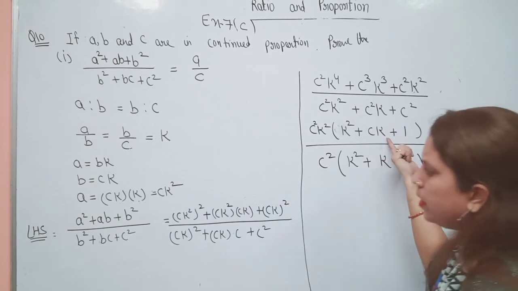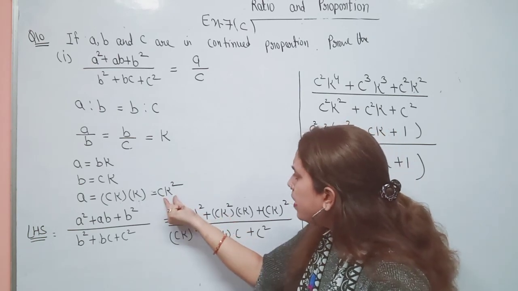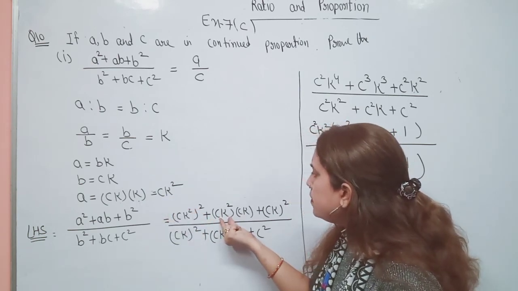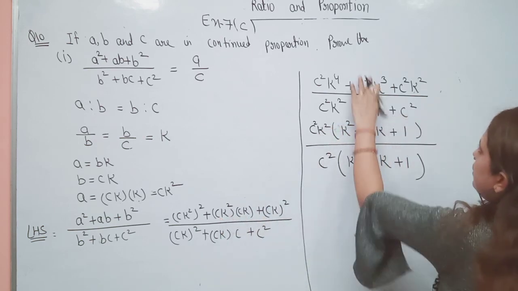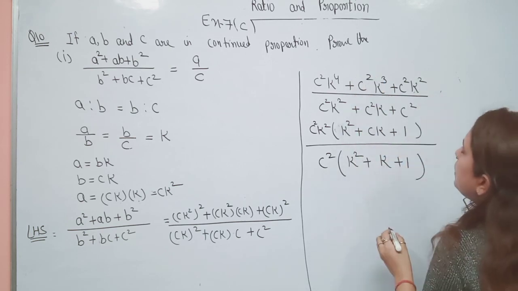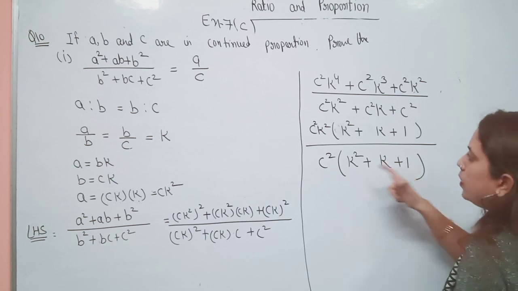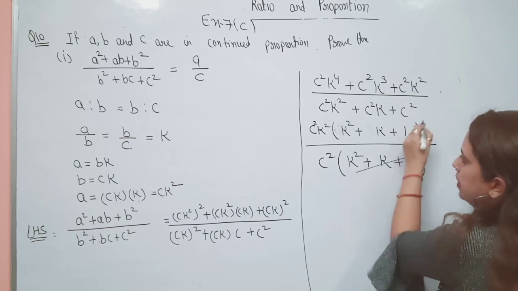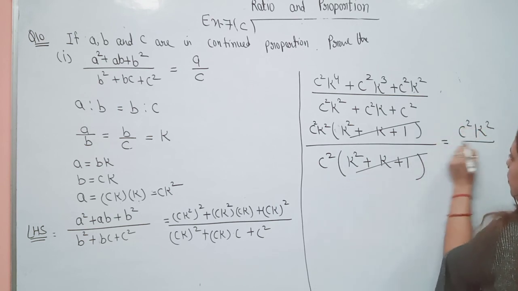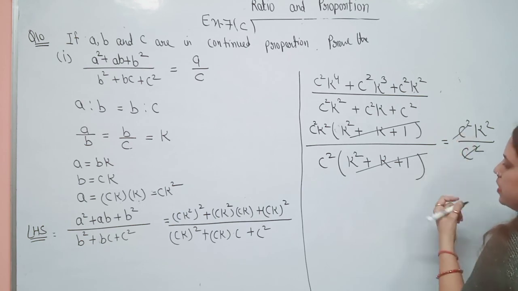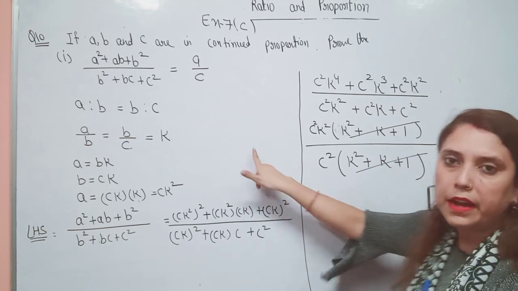So we get C square K square upon C square. Yes beta, this is C square. So when we take common, we are left with K only. Now K square plus K plus 1 cancelled. So it is C square K square upon C square. C square also cancelled. What will we have? K square. Okay. Now solve for the right hand side.